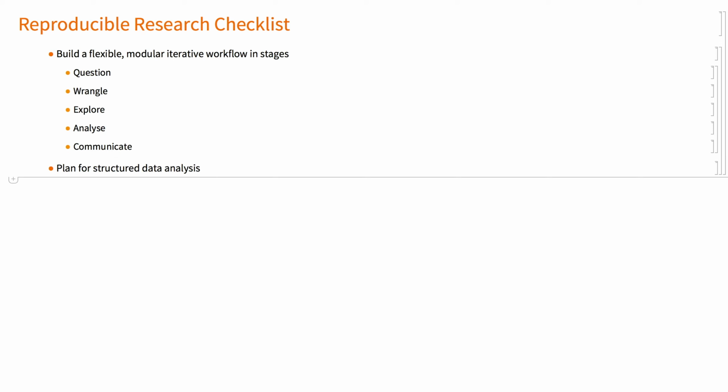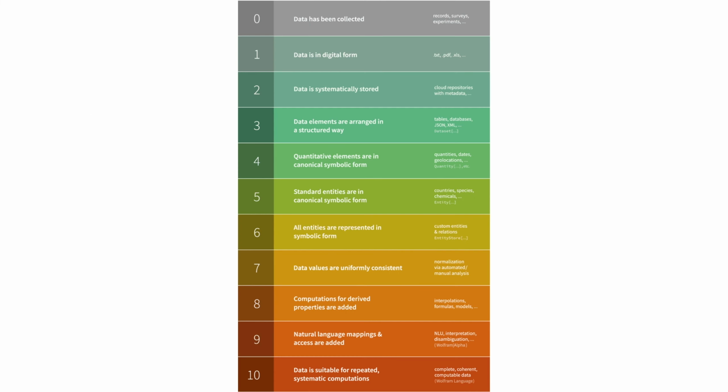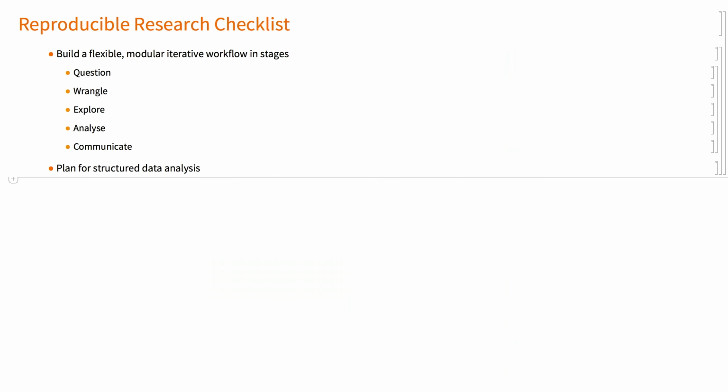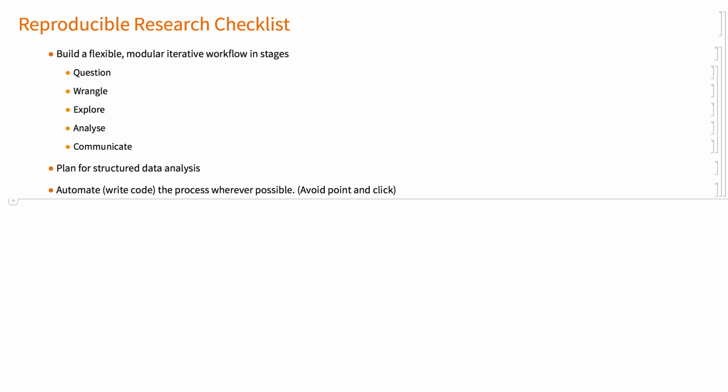Plan for structured data analysis. The wrangle stage of the workflow helps in achieving this goal during the project execution, and most definitely by the end of it. The data should be in a structured, computable form, similar to something that can be obtained by traversing the data curation hierarchy suggested by Stephen Wolfram. Automate the process wherever possible. Avoid point and click or any sort of manual editing. Instead, write code to implement every task in the workflow and to automate the workflow itself.